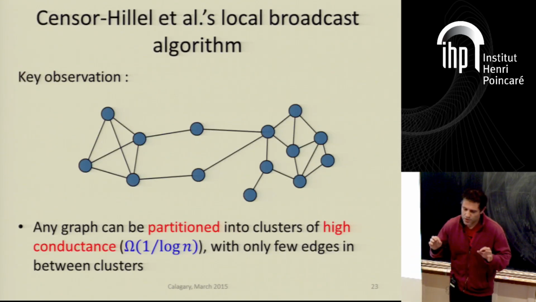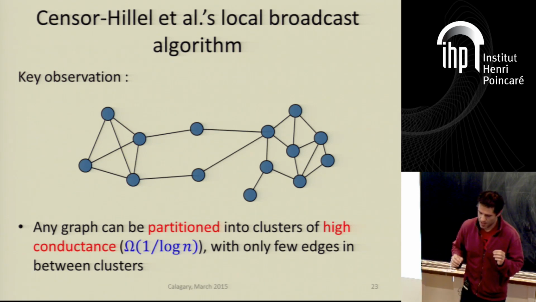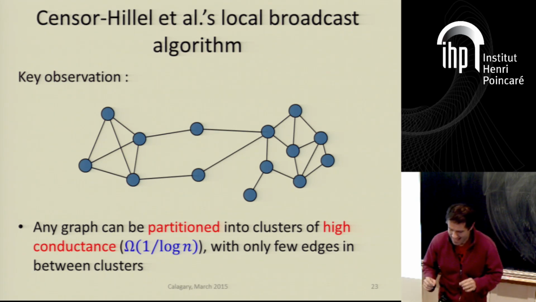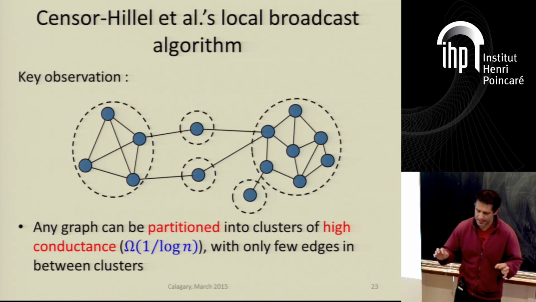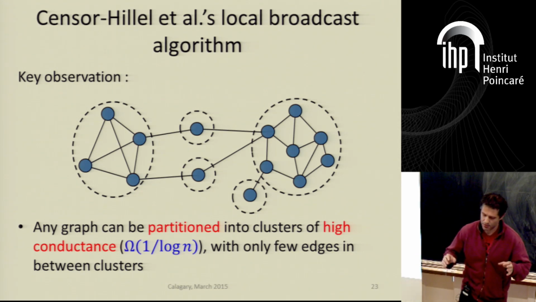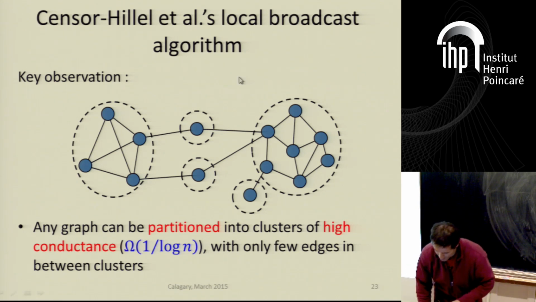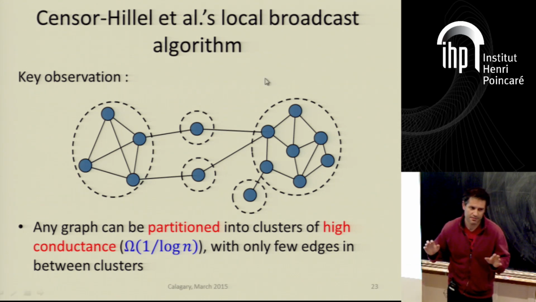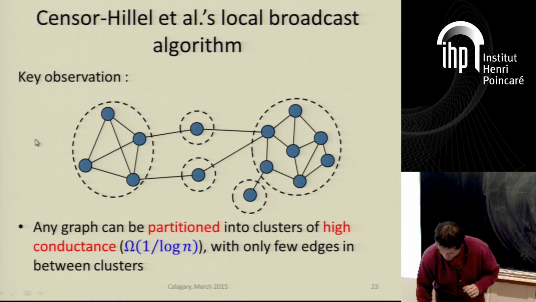So what is the intuition behind the local broadcast algorithm? The key observation is that any graph can be partitioned into clusters of high conductance with only a few edges in between clusters. How high is the conductance? Of order at least 1 over log n. And how few are the edges? A constant fraction.